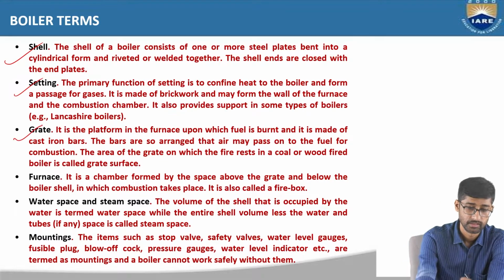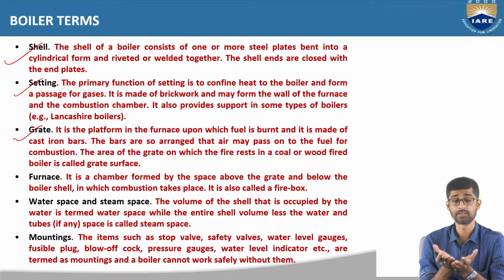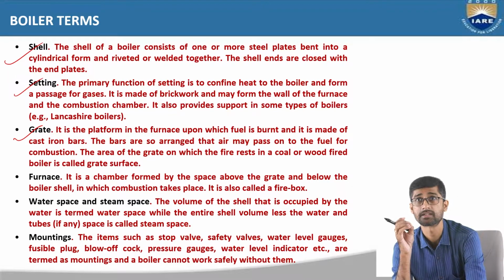Next, grate. The grate is a platform in the furnace upon which the fuel is burned. We are burning the fuel on the grate, and the grate is at the bottom of the boiler and is made of cast iron bars. The bars are arranged so that air may pass to the fuel for combustion. The area of the grate on which the fire rests in a coal-fired or wood-fired boiler is called the grate surface.